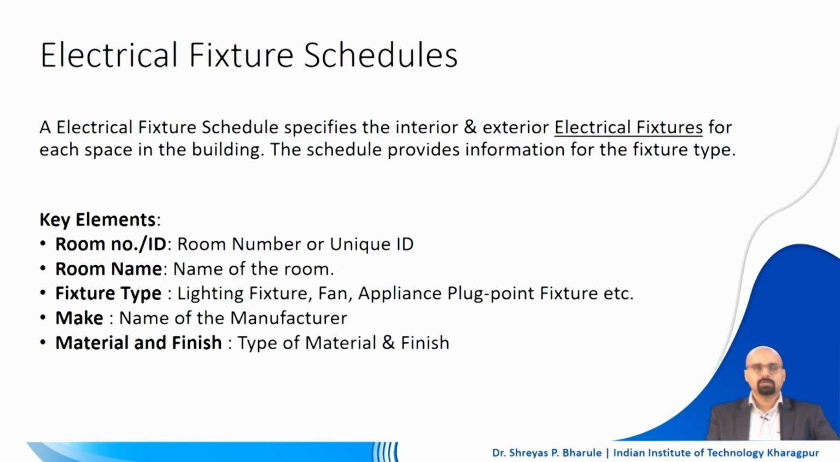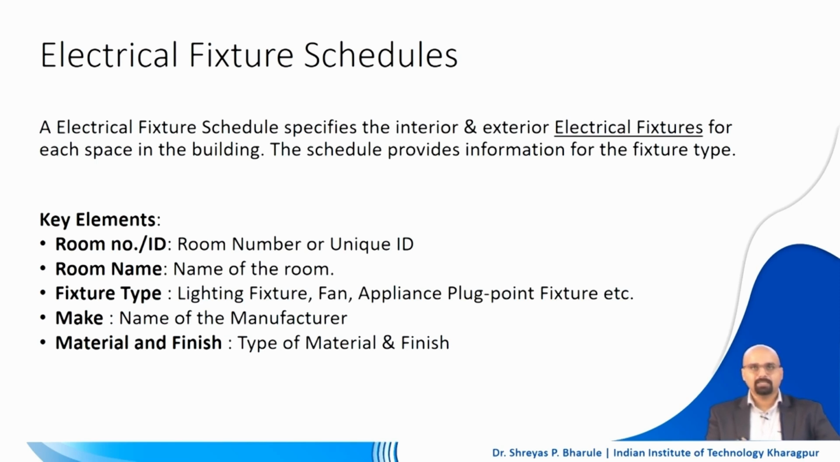Usually this goes from the architect's office when the architect's office is also doing the interior layout to an extent of that particular building, right. So in the electrical fixture schedule, you have the interior and exterior electrical fixtures, their positions and their make and finishes, same as the previous one. You will have the room ID, you will have the room name, you will have the fixture type, whether it will be a lighting fixture, whether it will be a fan, whether it will be appliance, plug points and all these things which are to be mentioned.